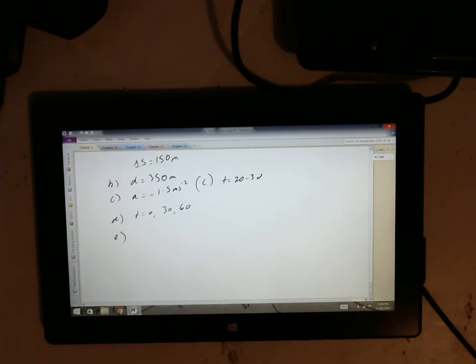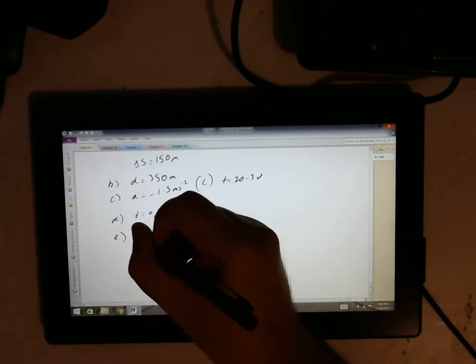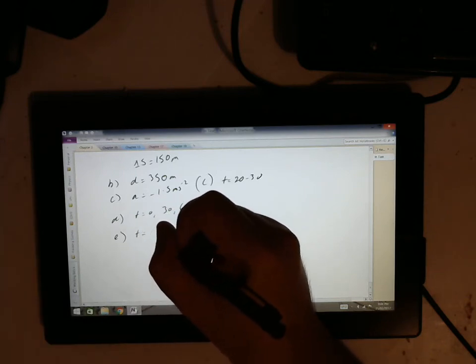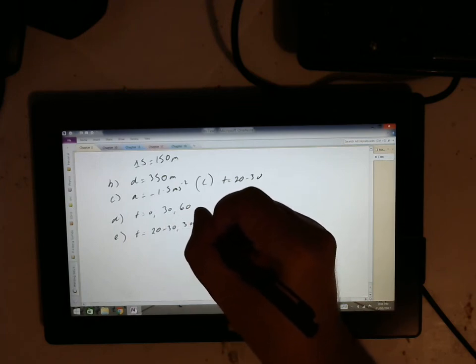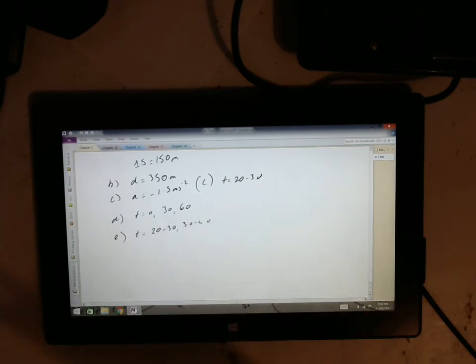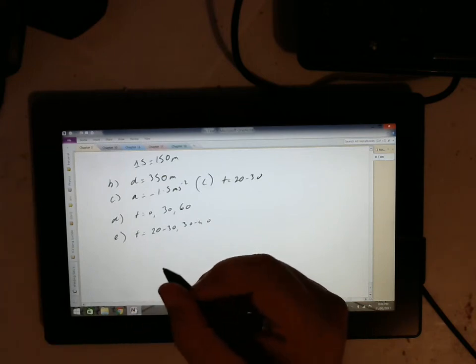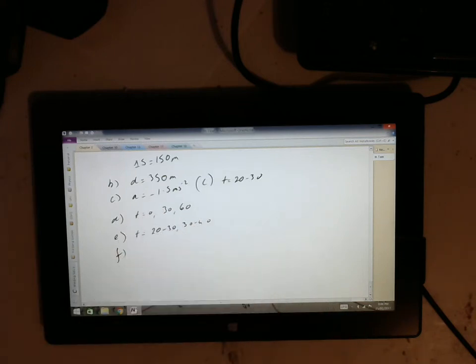When was his acceleration negative and constant, whenever the line went down? So that would be from t equals 20 to 30, and from 30 to 40. Note, I didn't go 20 to 40 because it wasn't constant during 20 to 40. There were two different constant accelerations. So that's important to note.